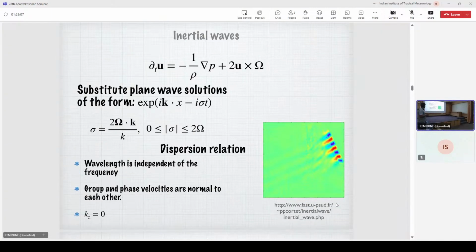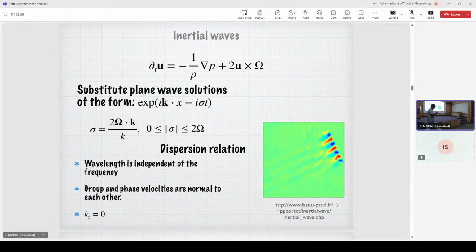So the other important aspect of a rotating turbulent flow is the fact that you have inertial waves, right? So what are inertial waves? These are bulk oscillations that are present in a rotating system. So if you excite the fluid at some particular place, you have waves which are being driven.